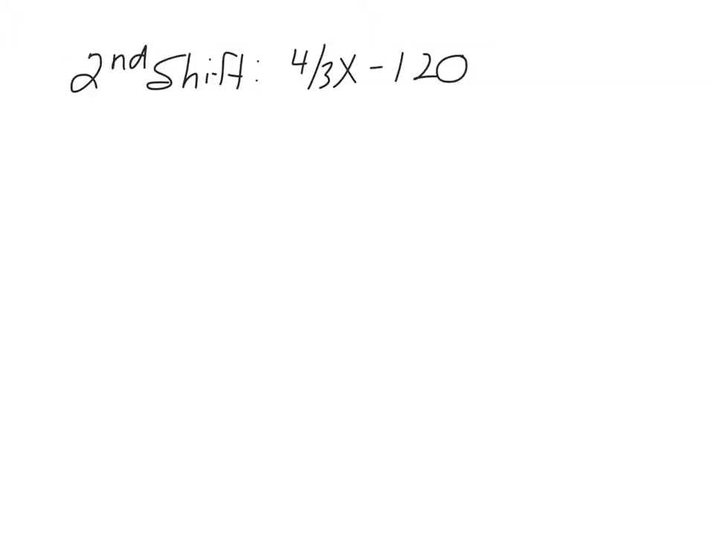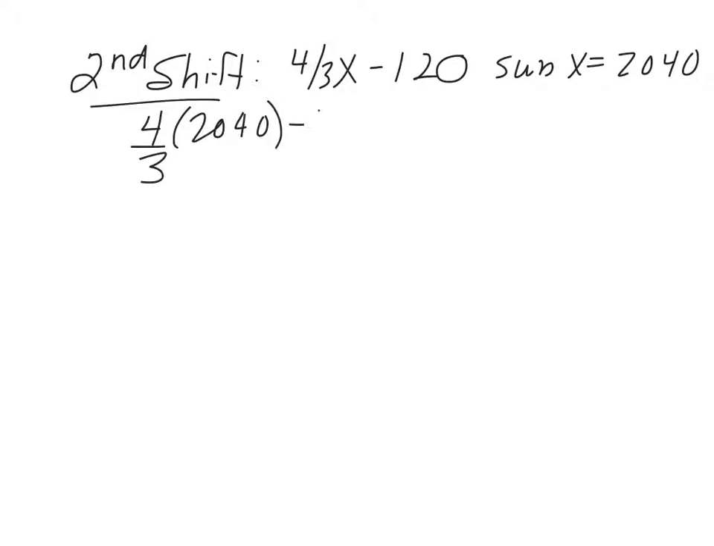So to find the number of chairs on the second shift, we're going to substitute what we found x to be, which is 2,040, into the number on the second shift. So 4/3 times 2,040 minus 120 would give us 2,600. So the number on the second shift would be 2,600.